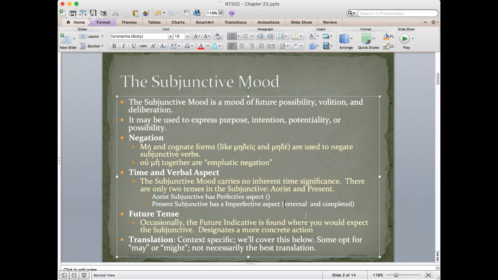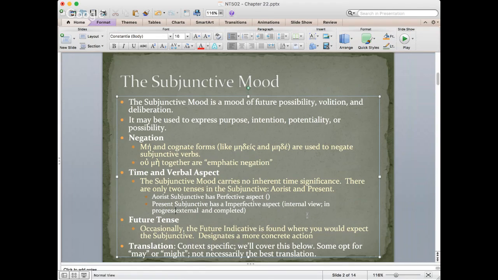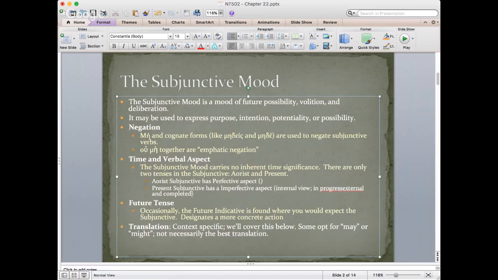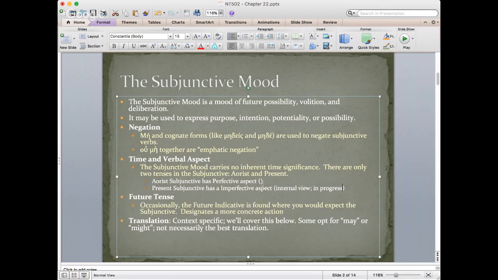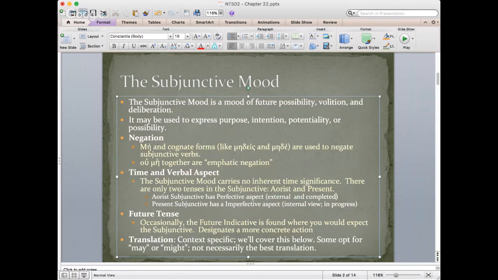These are flip-flopped. Okay, that makes sense. Sorry about that. Looking at it, I just realized that is not communicating what I wanted to. So the aorist is going to have the perfective aspect, which is the external or completed. Something has fully happened, as opposed to the present, which is kind of in progress, imperfective. Does that make more sense?